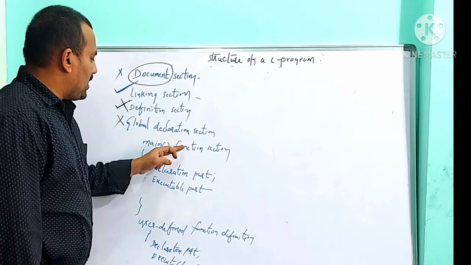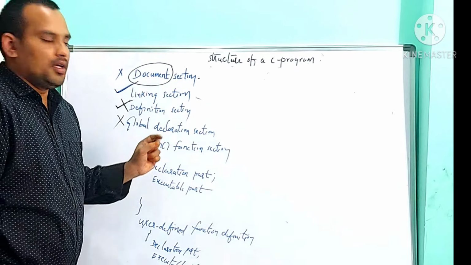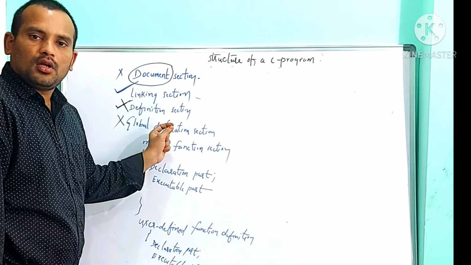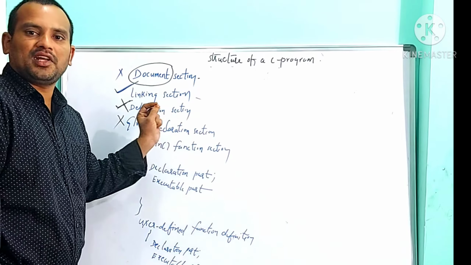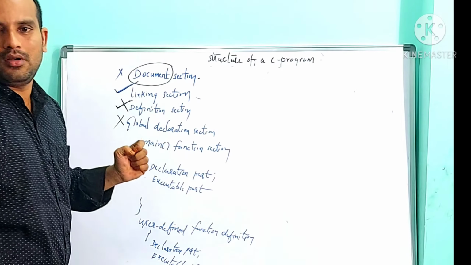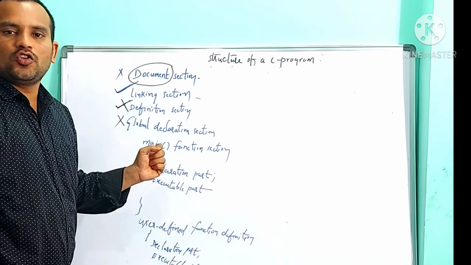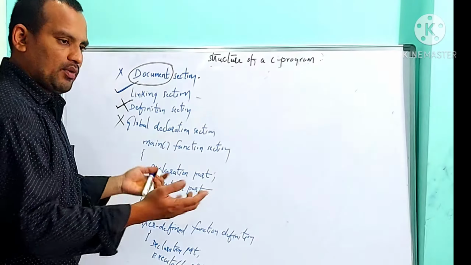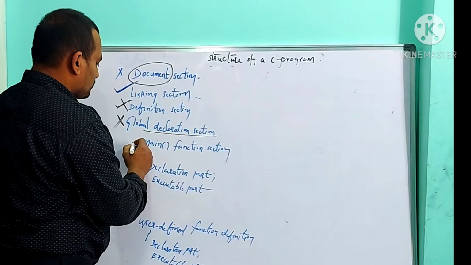If you declare a variable before the main function, that is called a global variable, and that global variable can be used in multiple functions. A global variable is also called a public variable. A public variable can be used in multiple functions. This topic we will discuss later, no problem. No need to worry about the global variable declaration.